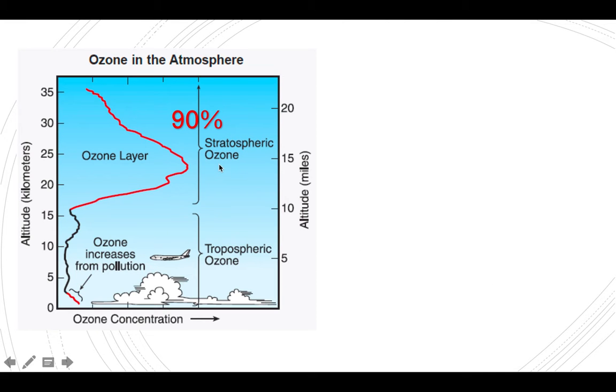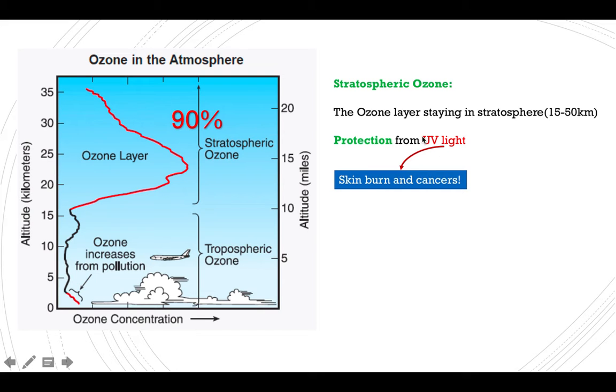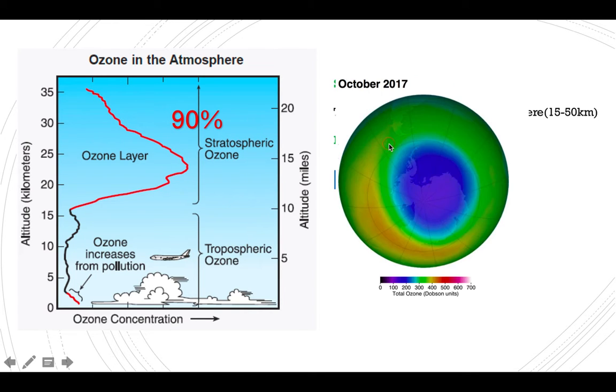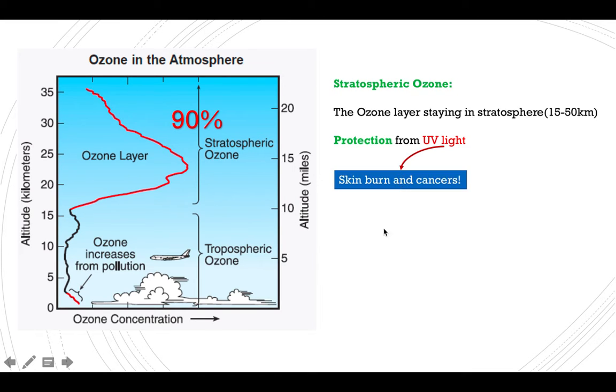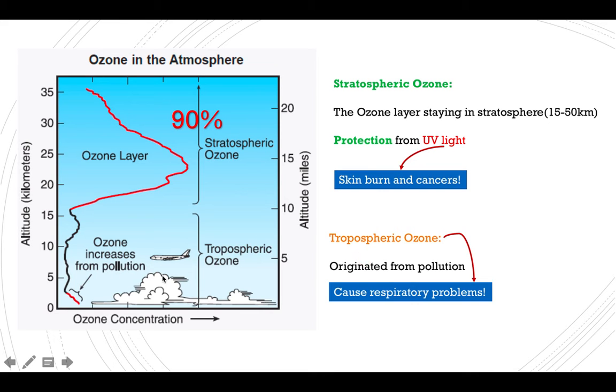Based on the location, ozone can be characterized as stratospheric ozone and tropospheric ozone. Stratospheric ozone accounts for 90% of the total ozone, and it can block much of the UV light from the sun and protect humans from cancers and skin burn, and thus this one is a good ozone. Most scientists have worked on the ozone hole. Actually, it is the stratospheric ozone. The tropospheric ozone comes from pollution, which would cause respiration problems, and thus this one is a bad ozone. Now we are focusing on stratospheric ozone particularly.